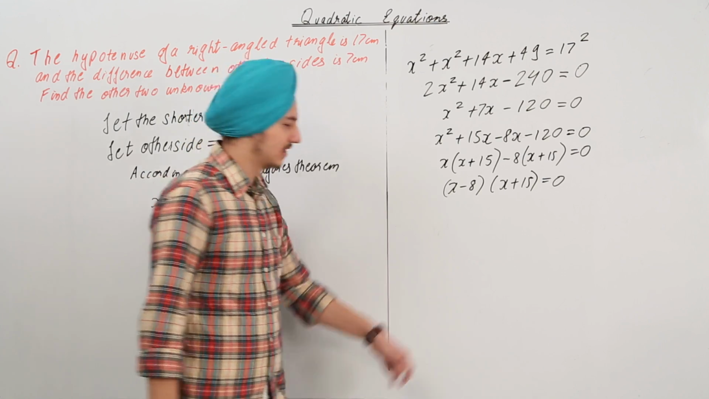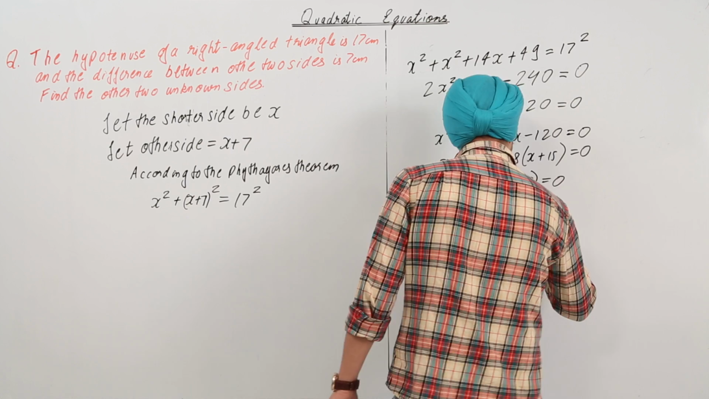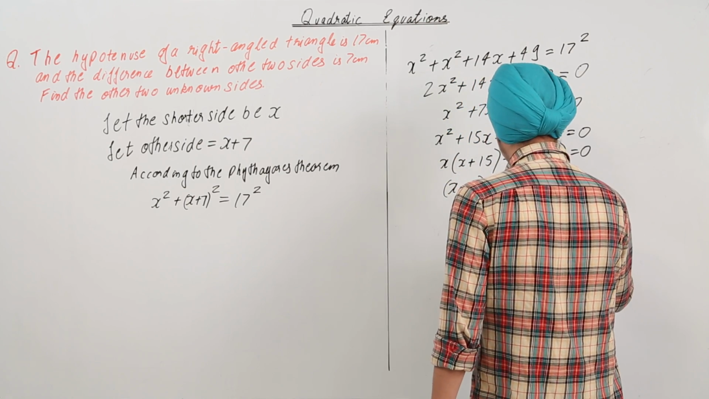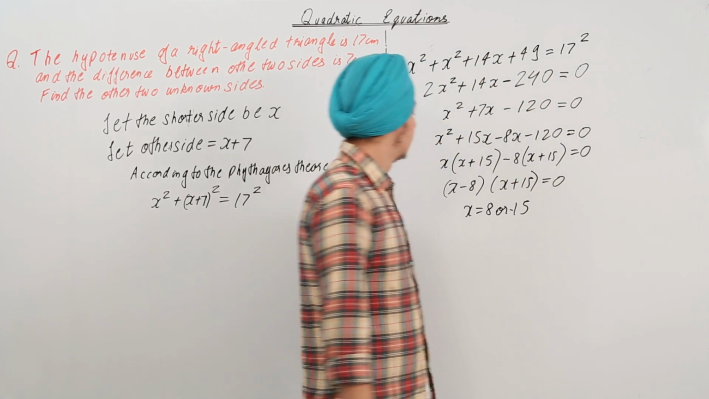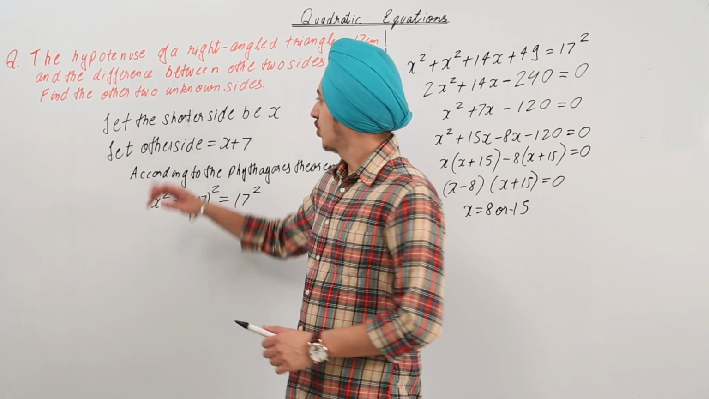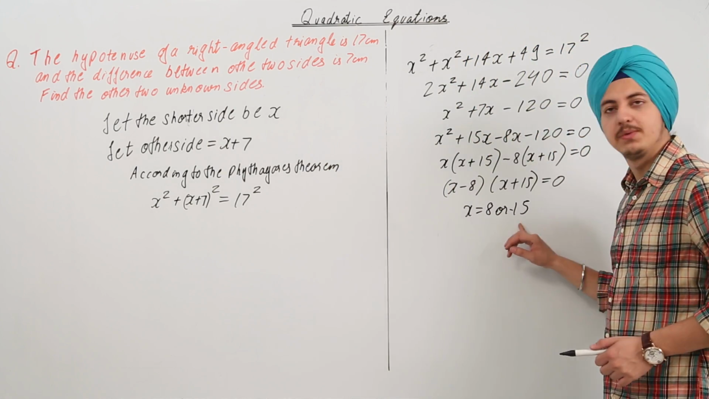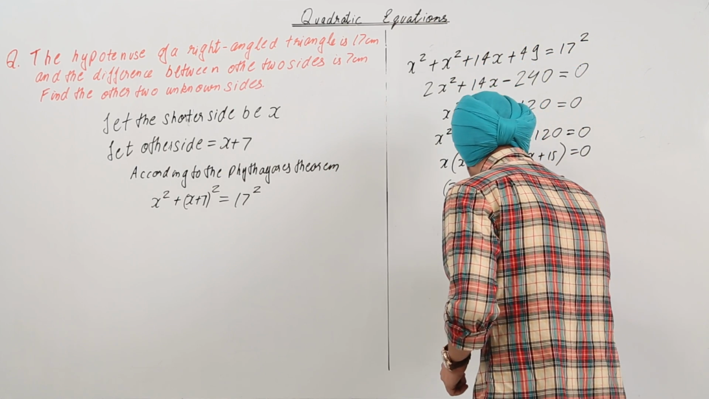We get these two equations. So x is equal to 8 or minus 15. x is the shortest side of the triangle. The shortest side of a triangle cannot be negative. So minus 15 is discarded.